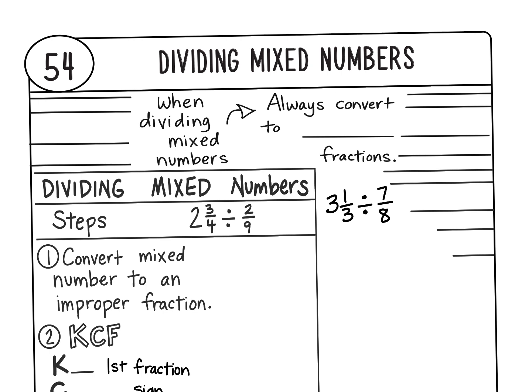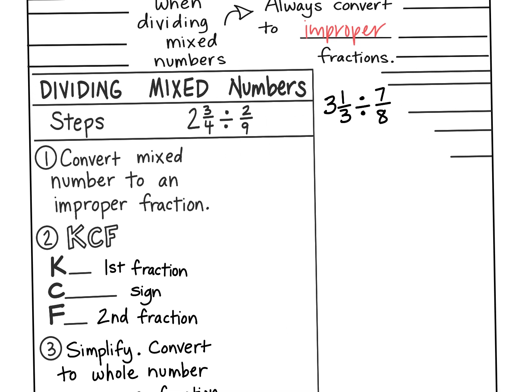Okay, first thing I want to do when I am dividing mixed numbers is always convert to improper fractions. Just like when we multiply mixed numbers, we have to convert to improper fractions. Same thing when we are dividing mixed numbers. So step 1 will be convert that mixed number to an improper fraction. Then you do KCF. Keep the first fraction, change the sign to multiply, and then flip the second fraction.